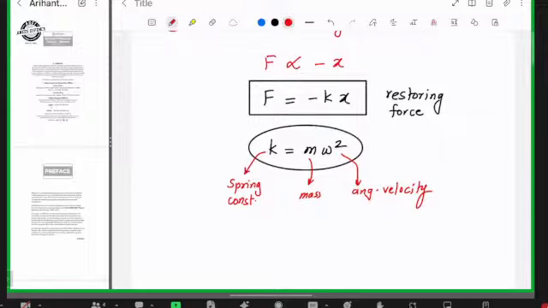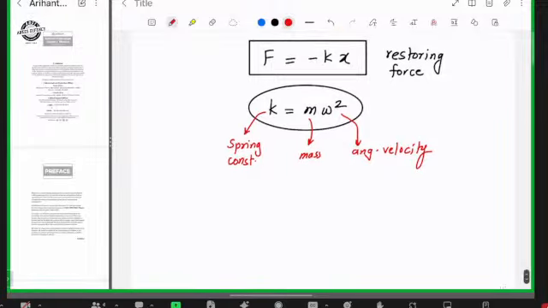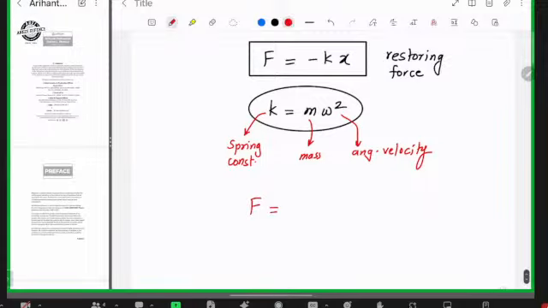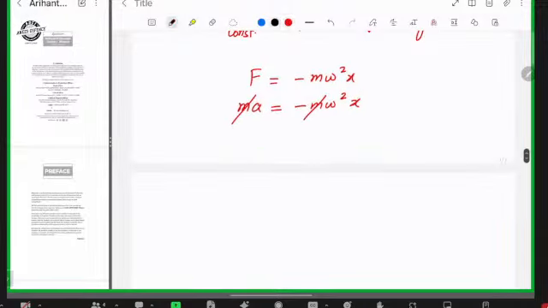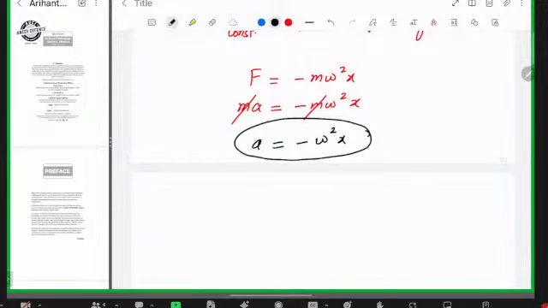We can substitute in the above equation to get the force in terms of mass and omega. So F is equal to minus m omega square x. According to Newton's second law, we can write F as ma. Therefore, minus ma is equal to minus m omega square x. I can cancel m and m to get the acceleration of SHM as minus omega square x. This is called the acceleration of SHM.